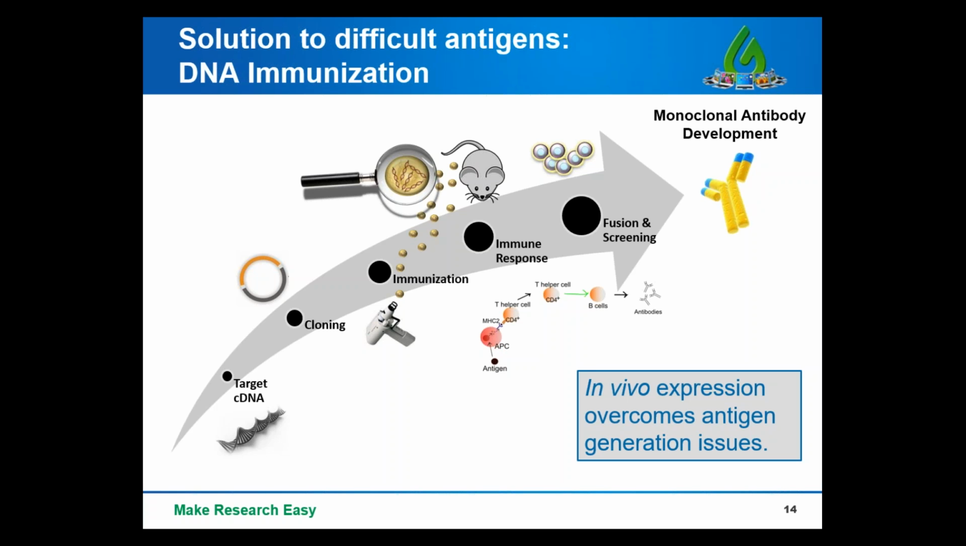Subsequent boosting with cells expressing the same target is recommended in order to fully activate B cells. From that point, typical antibody generation may continue towards polyclonal or monoclonal ends. The key to this is the in vivo generation of the target, which negates any in vitro antigen generation issues.